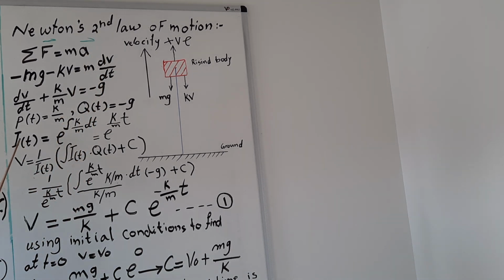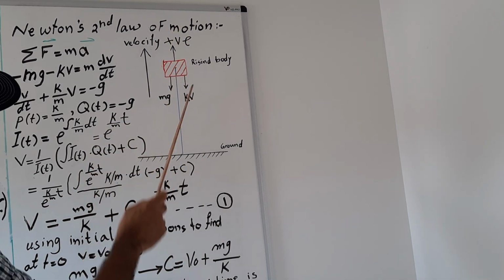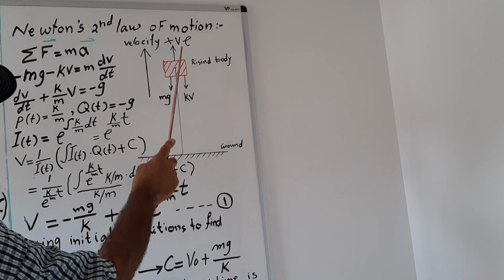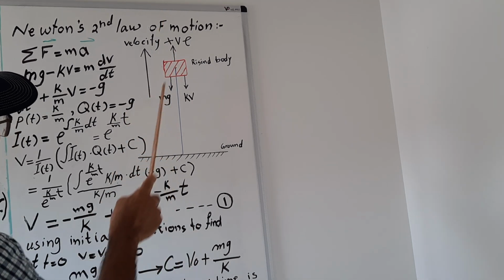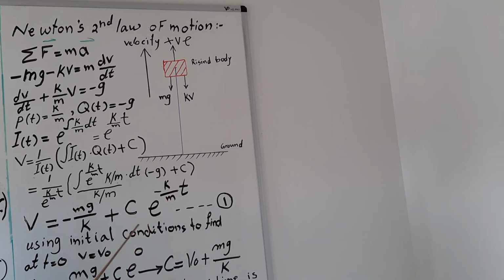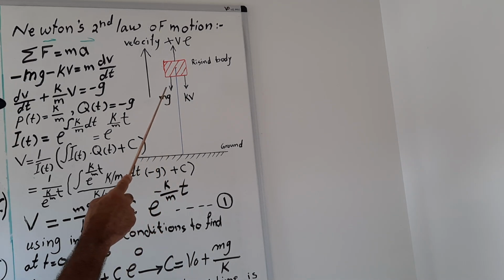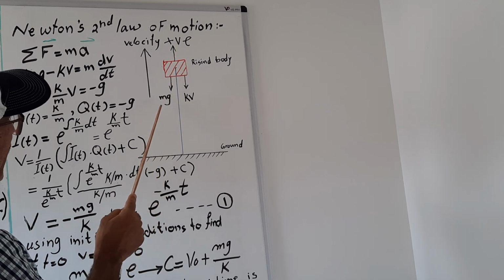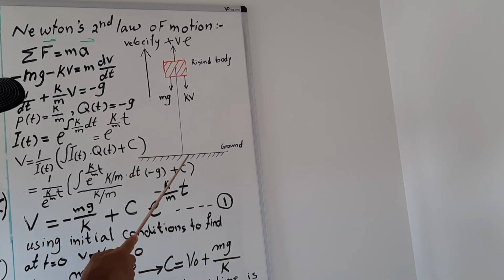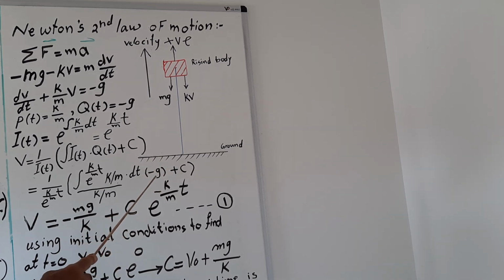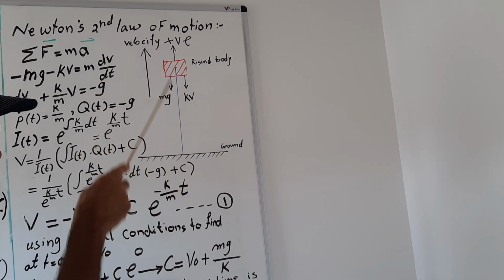And here's the body, the body is rising up, so our positive direction will be this direction, and this is the ground. We have two forces affecting the body. The air resistance, the drag force, kv, and mg is the weight of the body. Both acting against the body. So both of them are down and the body is going up.